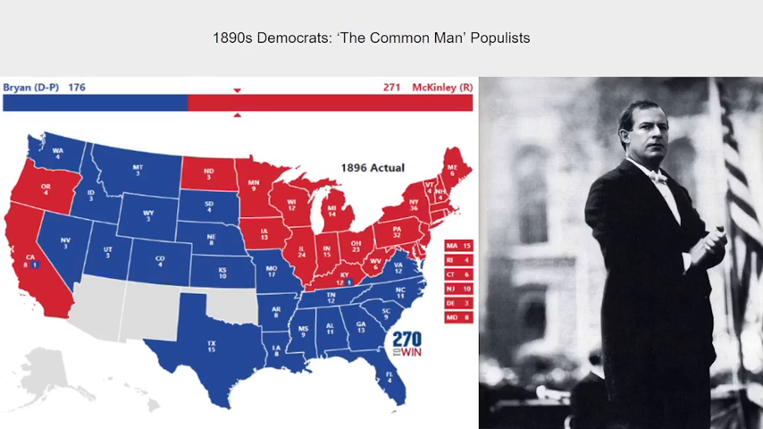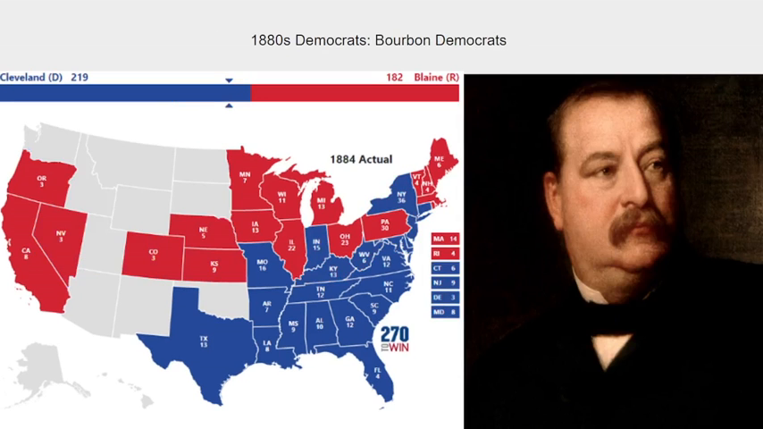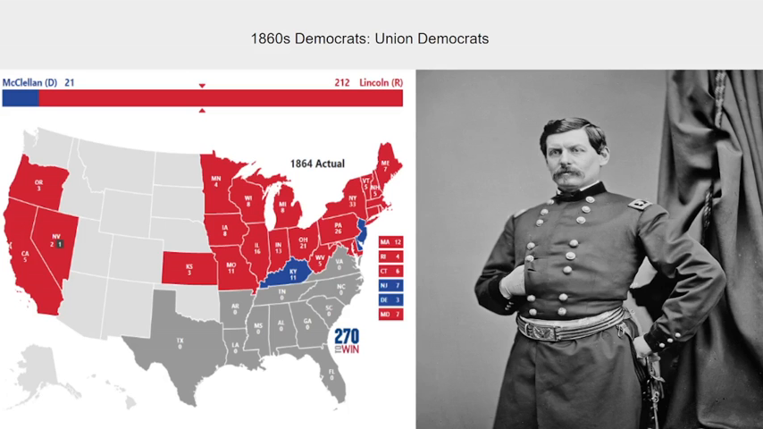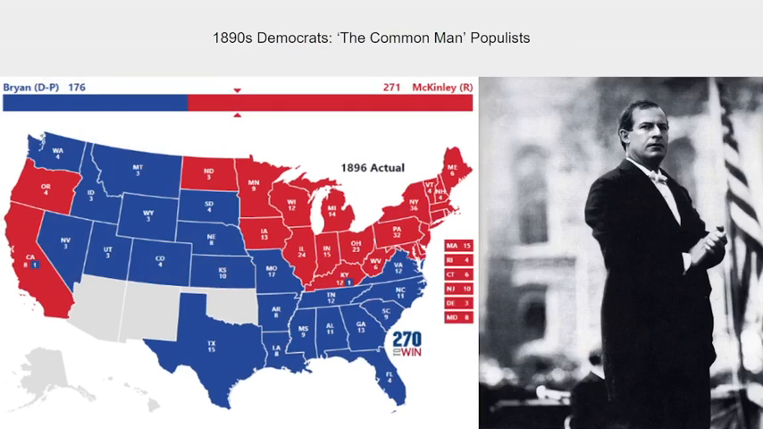But this was quickly reversed when in the 1890s, the Democrats ran as quote unquote common man populists, where William Jennings Bryan, he was definitely populist. He brought a lot of new ideas to the American political system. Let's just say that. And he won all the South. He won a lot of the Midwest, which, as you can see by previous elections, the Republicans held. So 1896 was a big year for the Democrats in the Midwest.